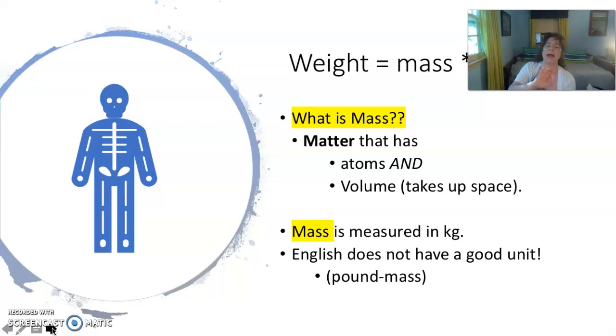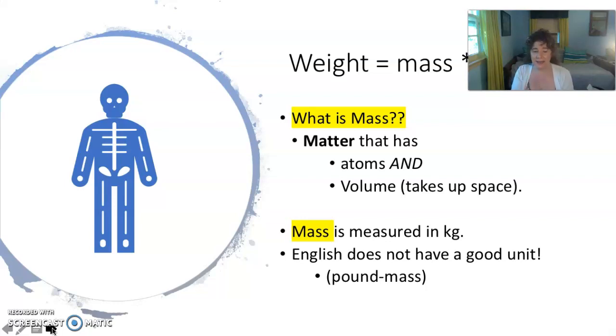If weight is mass times gravity, then what is mass? And how do we measure mass? So mass is matter made up of atoms that take up or occupy space and a volume. So mass is just matter, atoms that occupy volume. Our bones are matter, our skin is matter, our eyes are matter, our hands are matter. These are all different forms of matter.